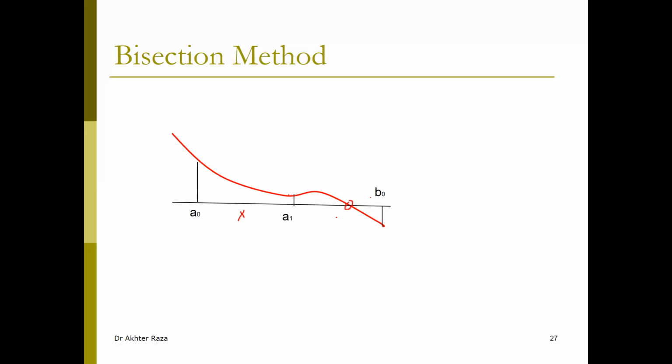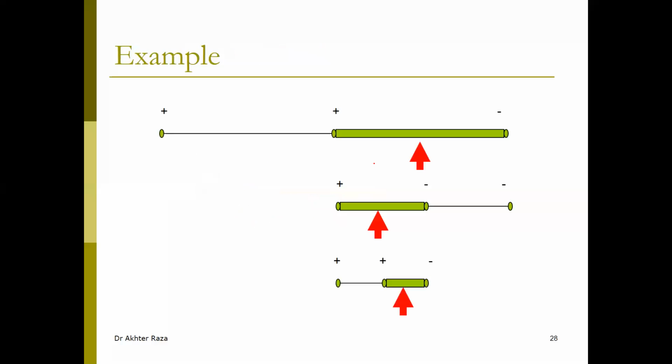Now we have to find another point, a2, by the midpoint. This is the midpoint of a1 and b0. So a2 and b0. Now the next midpoint will be here, and so on. So at every midpoint, we are getting closer and closer to the root. So this is the procedure of the bisection method.